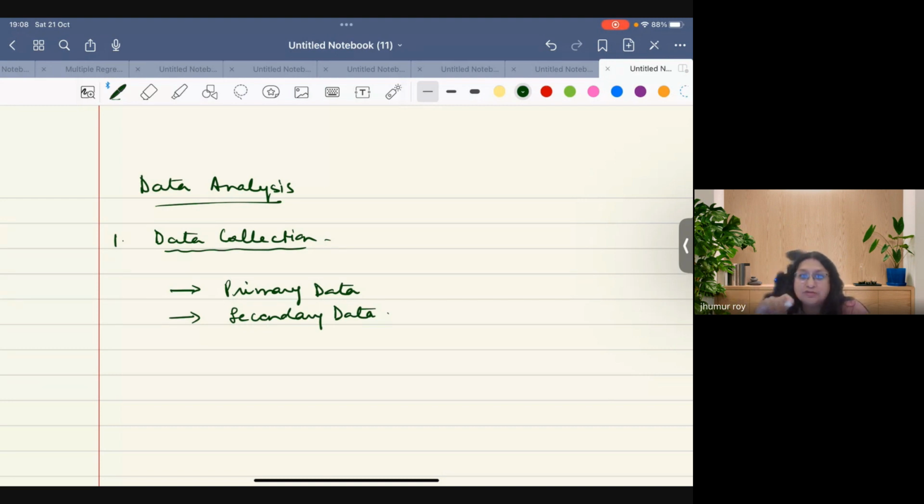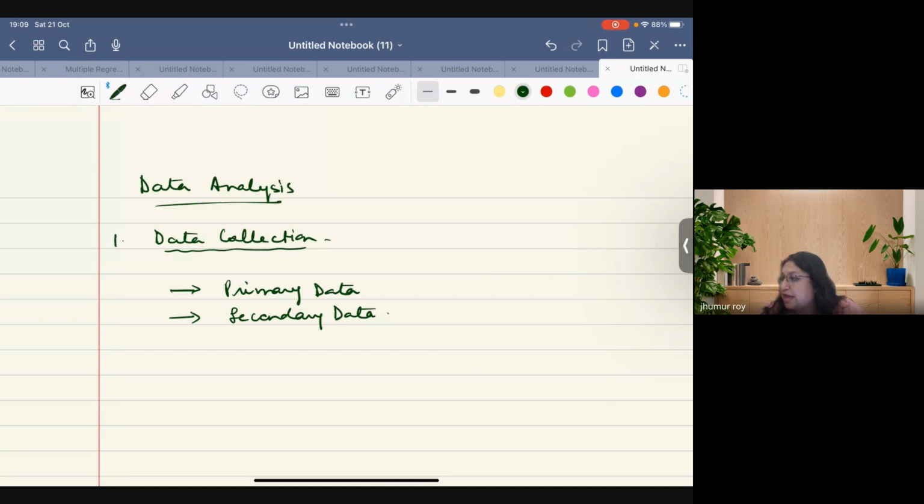Primary sources of data is basically when we go and collect things on our own. I don't rely on anybody. I make my own questionnaire. I go to different places and I collect data on my own. That is taken as a primary data source. A primary data source is when the research is 100% original, and you are making a questionnaire, creating your own questions, and then going and doing data collection. So that is the first source.